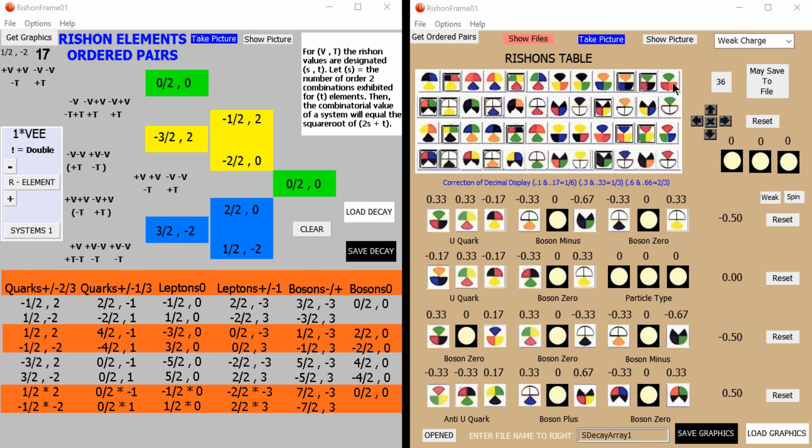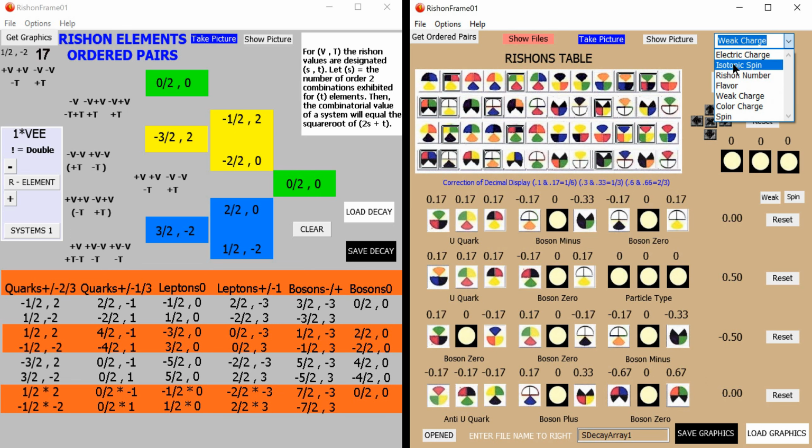So now let's investigate the next quanta, isotopic spin. And the isotopic spin for the higher generation particles should be 0. So let's see what we have for the S quark.